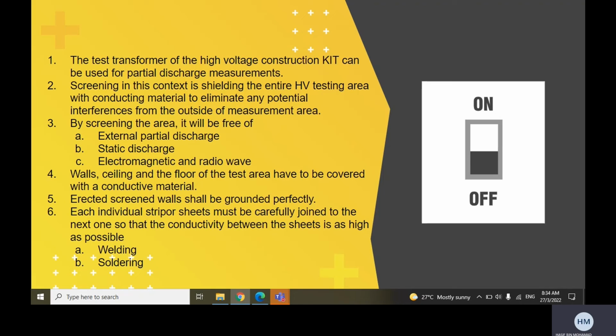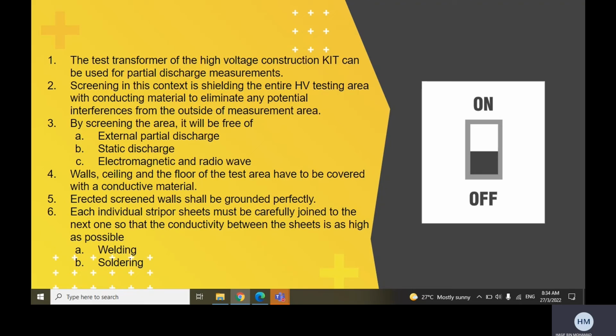Walls, ceilings, and the floor of the test area have to be covered with a conductive material. And then the erected shield should be grounded perfectly. So any interference from the outside that is caught by the screening panel will be grounded and won't interfere with our experiment or measurements. Each individual stripper must be carefully joined to the next one so that the conductivity between the sheets is as high as possible.